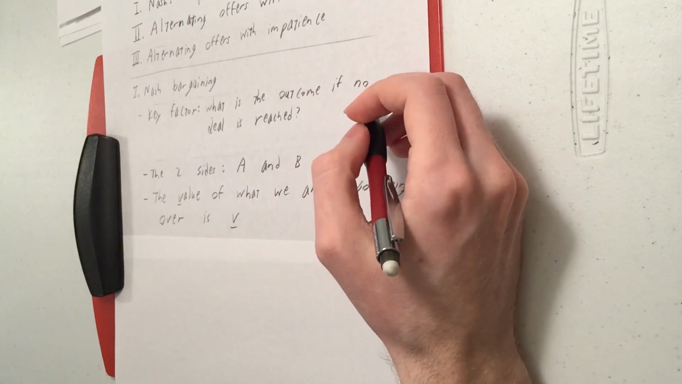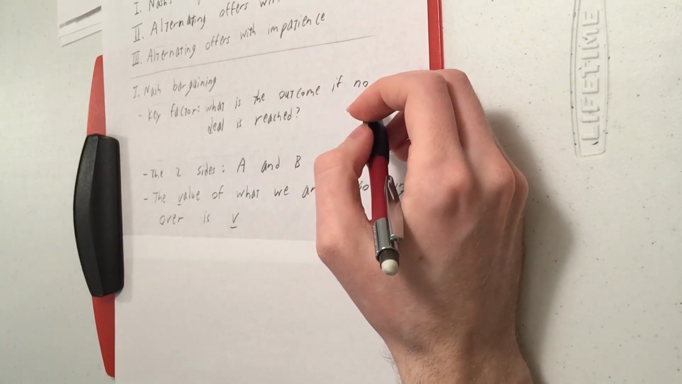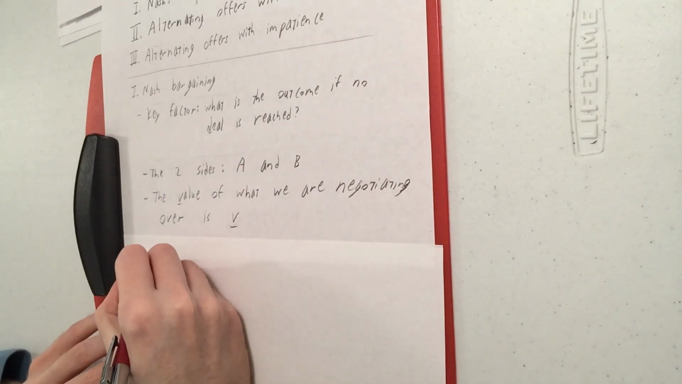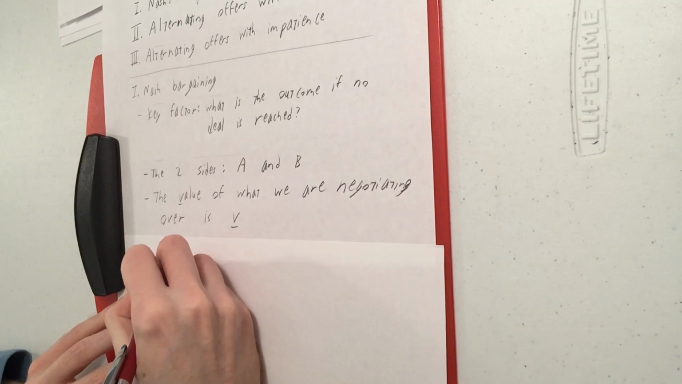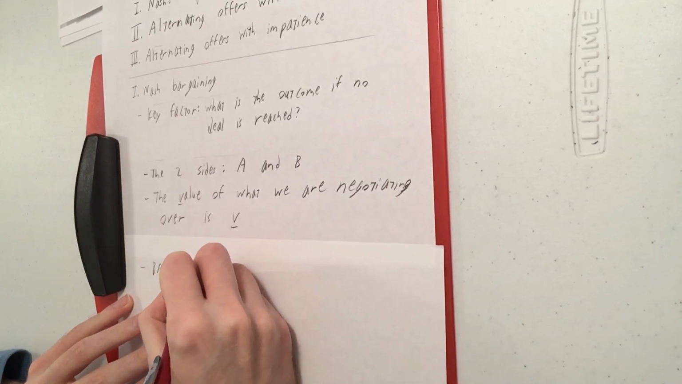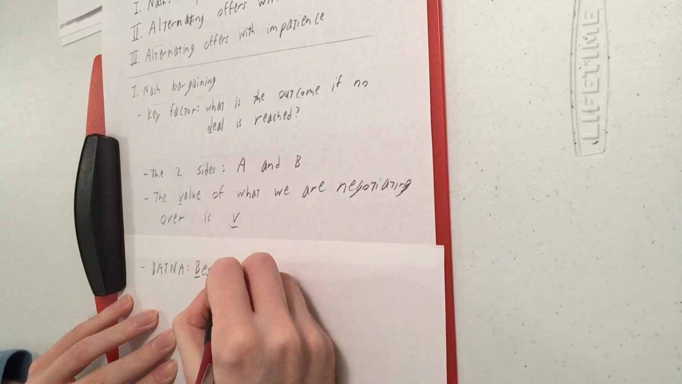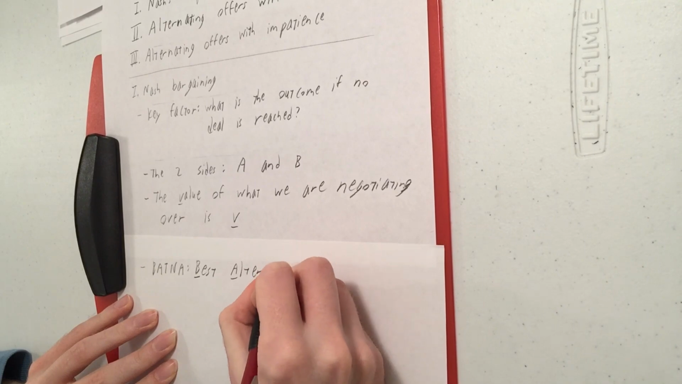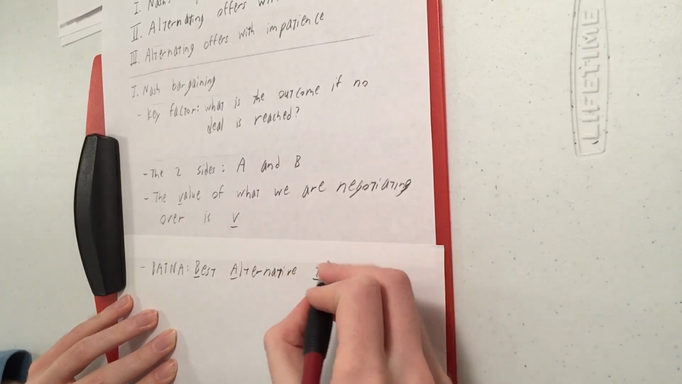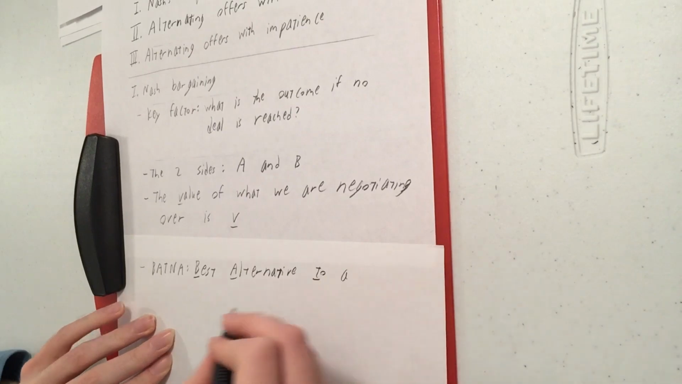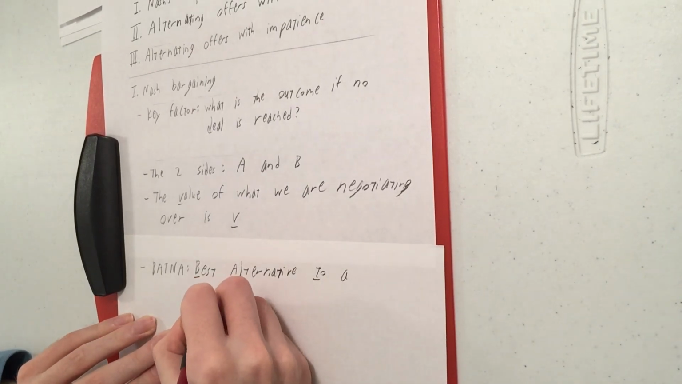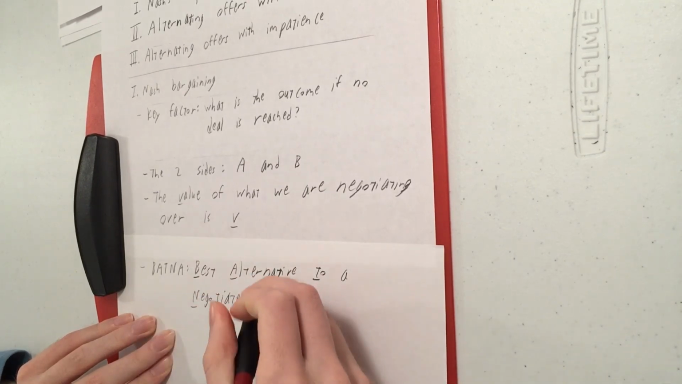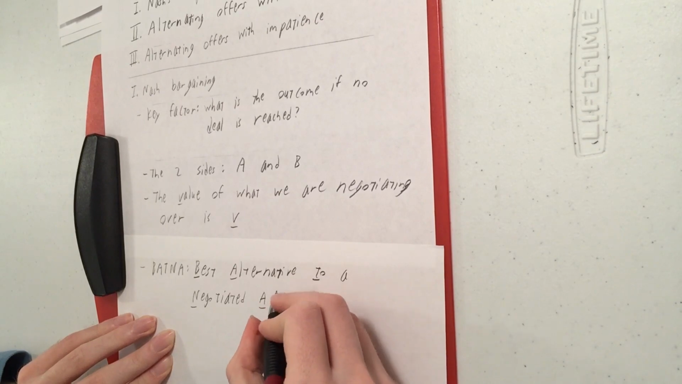So this notion here of what can I get if I don't get a deal, that has a name, and that name is BATNA. So that's an acronym for B is for best, A for alternative, T for to, N for negotiated, and A for agreement.